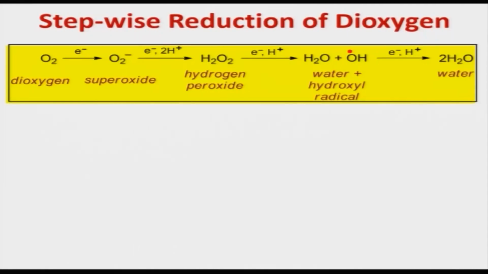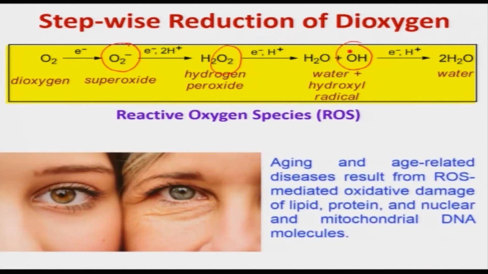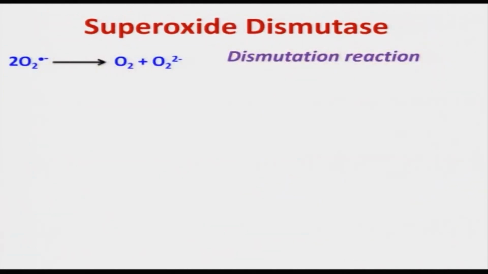Indeed, if one does stepwise reduction, then dioxygen produces superoxide, peroxide and OH radical, which are indeed extremely harmful for our life. These are called reactive oxygen species, ROS, and they are actually responsible for aging and age-related diseases in our body. I have discussed all this in my last lecture.